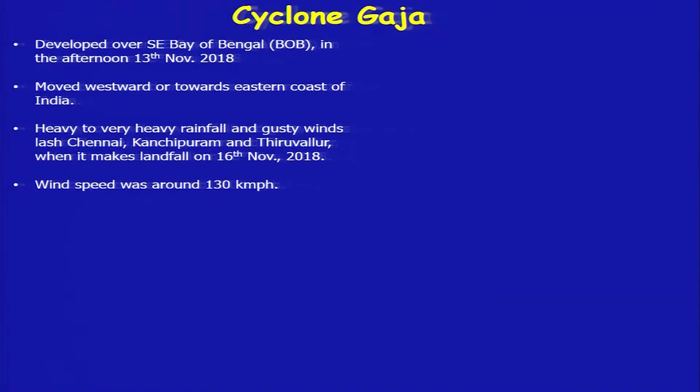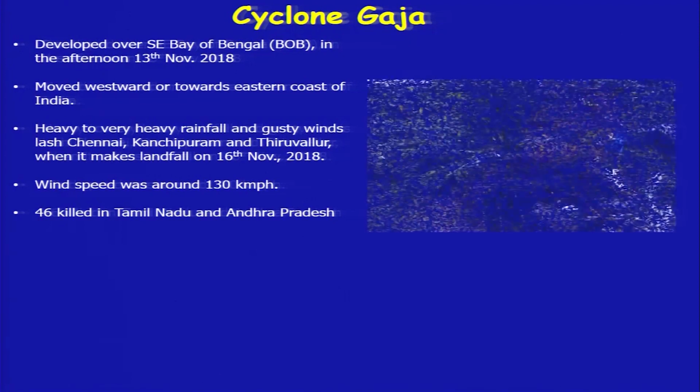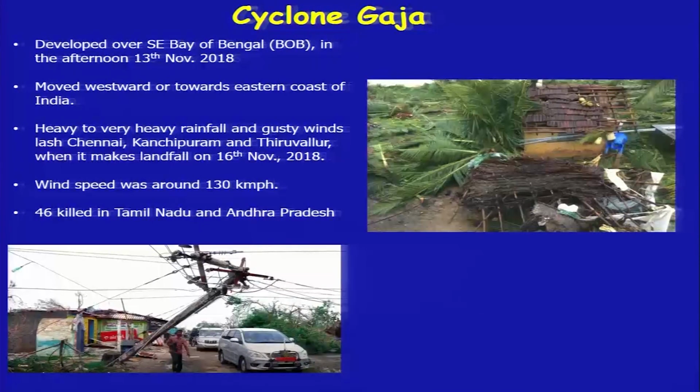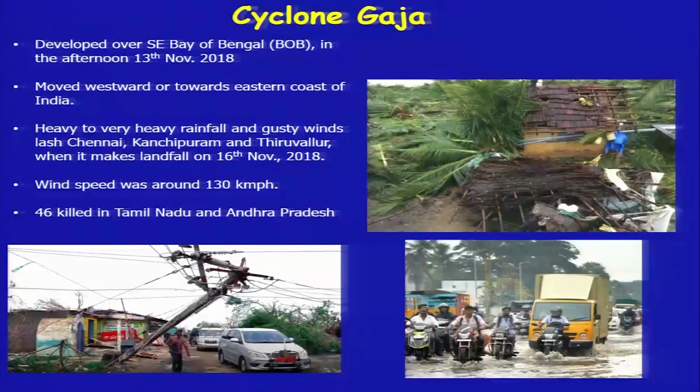So its journey between the 13th and 16th was also given as a warning and it was updated on a day to day basis. The wind speed was around 130 kilometers per hour, and it killed around 46 people in Tamil Nadu and Andhra Pradesh. So these were the conditions when it made landfall: many trees were uprooted, electricity lines were disturbed, and of course it also resulted in flooding.